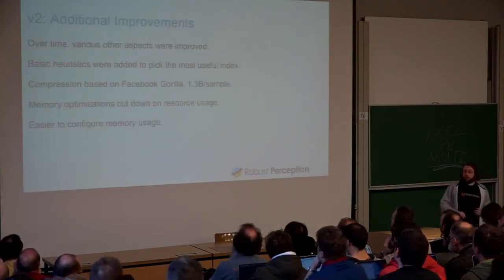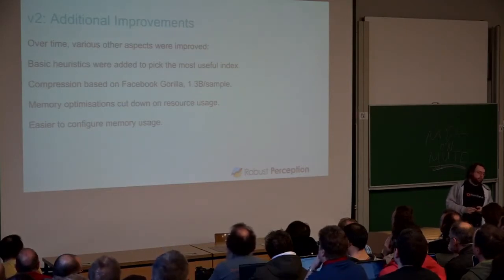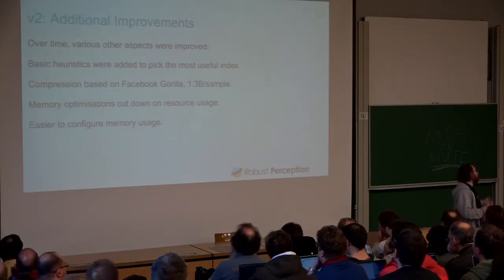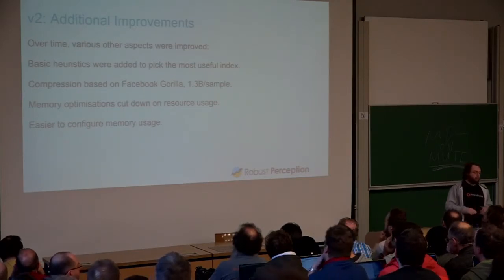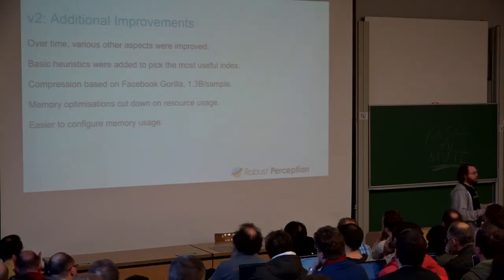And over time, because we had this database for a few years, lots of other things were improved. We added some extremely basic heuristics to the indexing. Facebook released a Gorilla paper with an even better algorithm for compression, so we adopted that and we got about 1.3 bytes per sample, which is pretty good. There were some memory optimizations that were done.